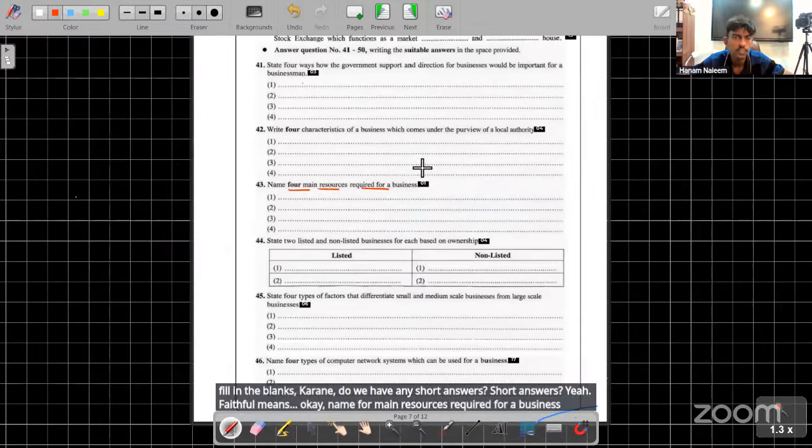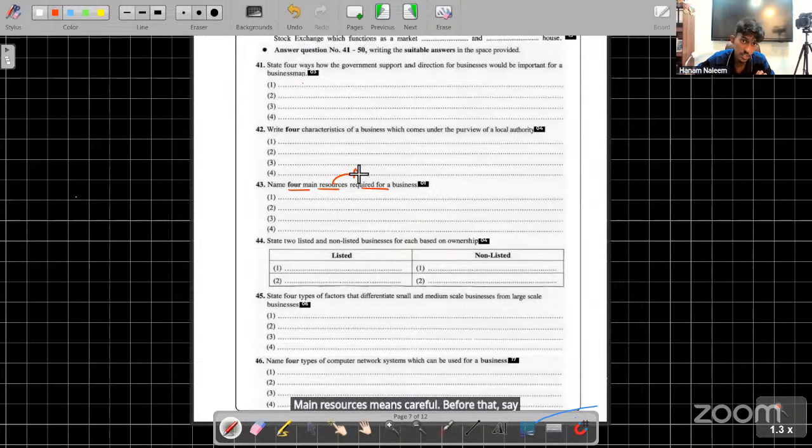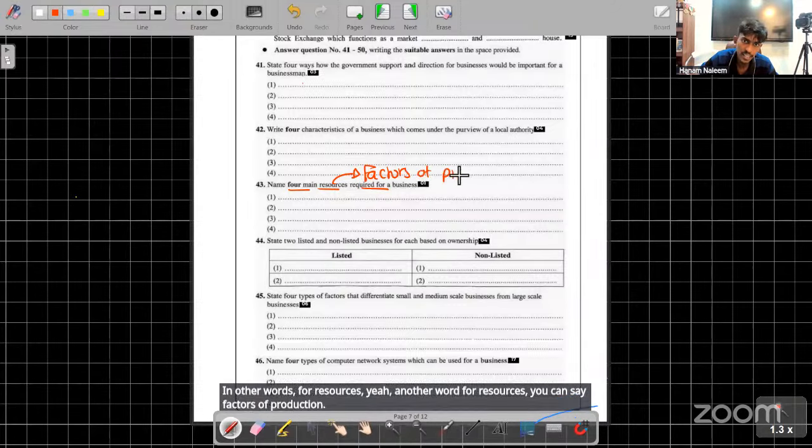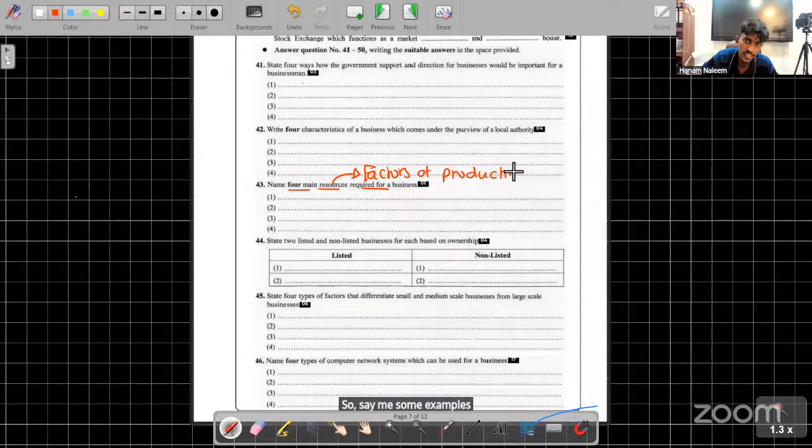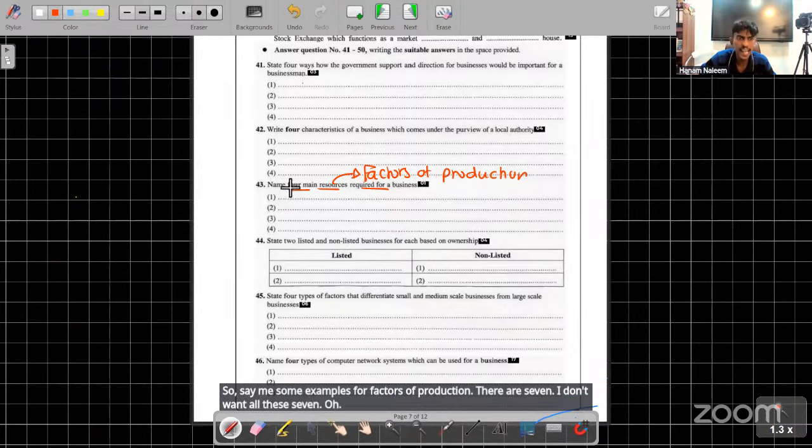Easy one. Main resources means, careful, before that, tell me another word for resources. You can say factors of production. So give me some examples for factors of production. There are 7, I don't want all the 7. You can take land, labor, capital, entrepreneurship, knowledge, information.